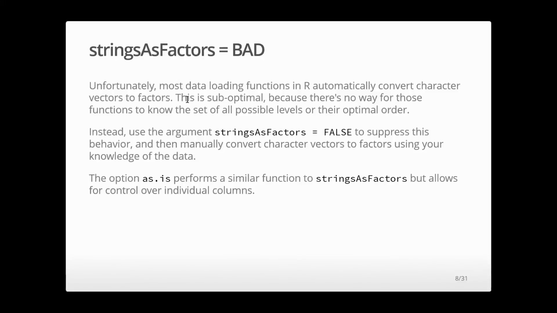And it says this is suboptimal because there's no way for your functions to know the set of all possible levels, which is true, or their optimal order. Also, another thing for factors: a lot of times with factors you have kind of an ordering that we would prefer.